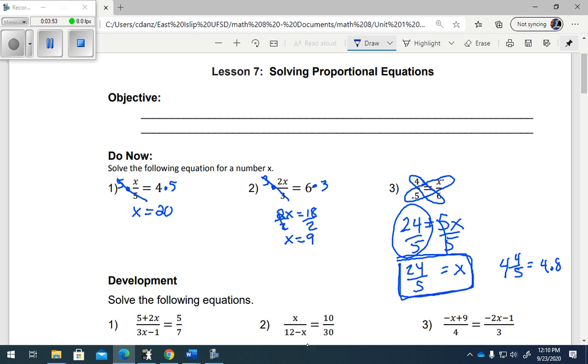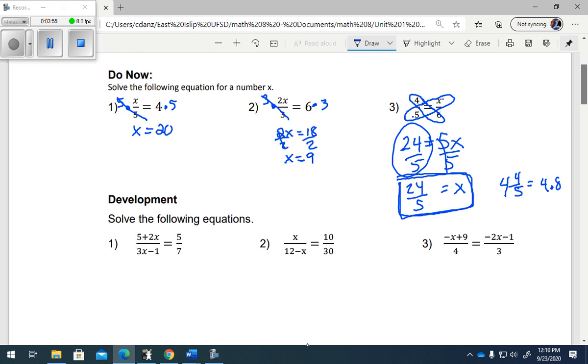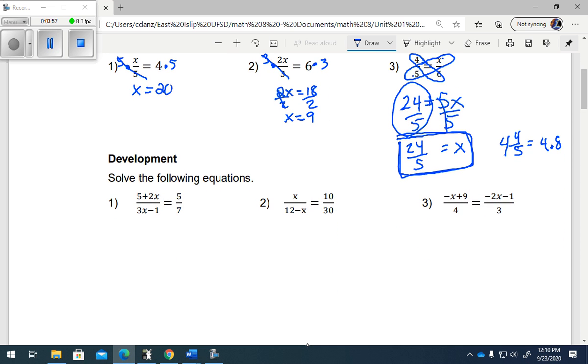So I said I would do number 1 and 6 with you. You can see that these are all proportions, right? It's just that there's some algebra in the proportions. So it's not as easy as what you did in 6th grade. It is an 8th grade level proportion. So we still do these cross products just like what we did in the do now.